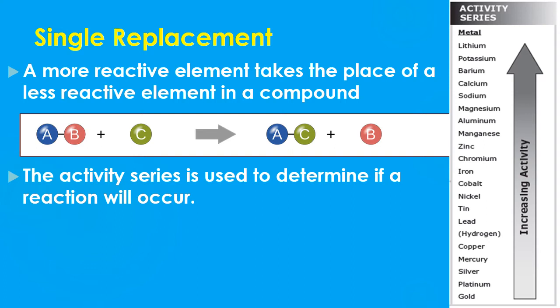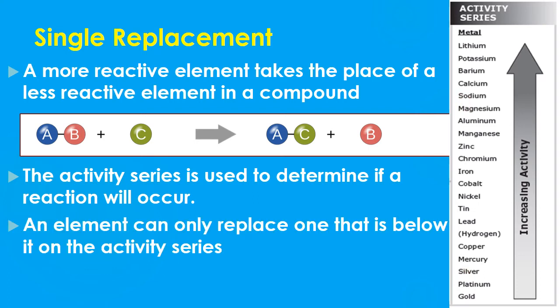So again, an element can only replace one that is lower than it in the reactivity series or your activity series. So calcium can replace any of these elements that are below it, but none of these elements below calcium can replace calcium in a compound. All right, so that's just basically what we said here. An element can only replace one that is below it on the activity series.